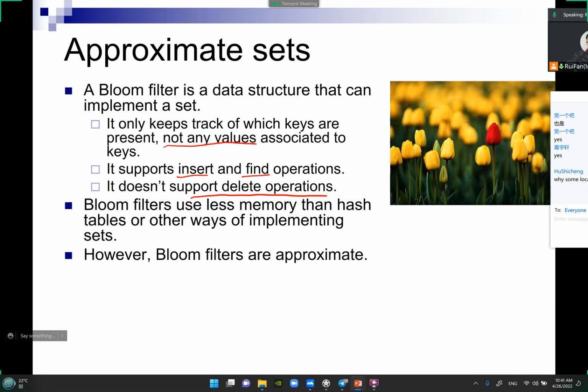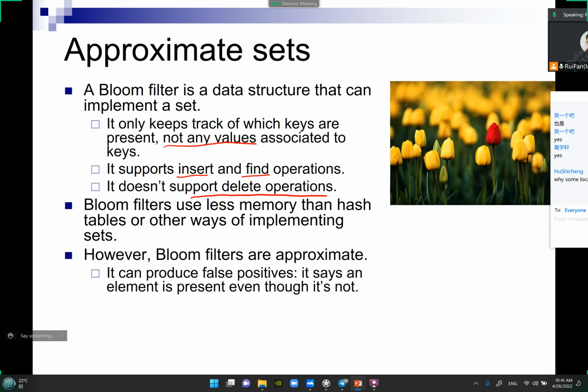But Bloom filters have another problem. We already said that they do not support delete operations and they don't keep track of values, so that's already two problems. But they have yet another problem, which is that Bloom filters are approximate. We're trying to keep track of a set, but the Bloom filter can have false positives, meaning that if you ask whether some element is in the set, and the Bloom filter says it is in the set, sometimes that answer is incorrect. The item is actually not in the set, but the Bloom filter says it is. So you can get a false positive.